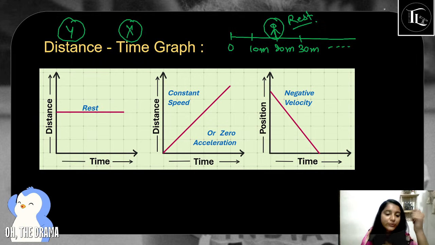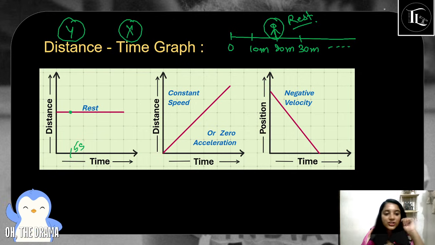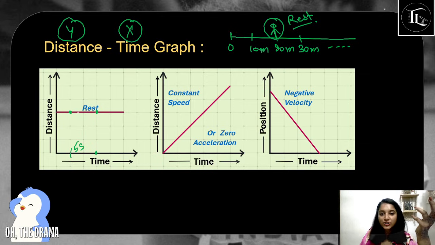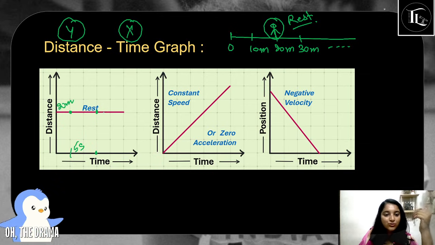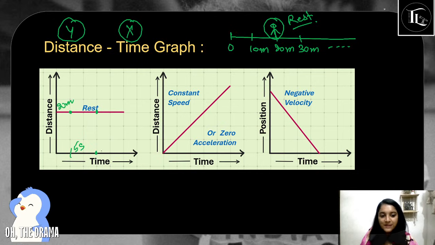because its position doesn't change with time. So this is how we draw the graph. So suppose at 5 seconds this is the position, it will remain the same, 20 meter. Suppose this is 15 seconds and again it is the same position. You can say it is 20 meter, it's not changing. We say that, okay, it is at rest, and with time, it's not changing.